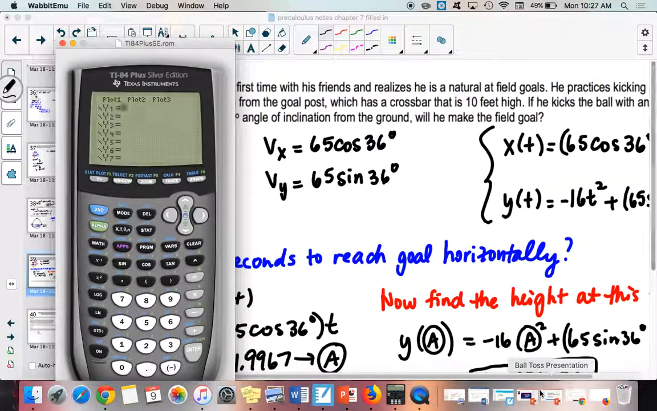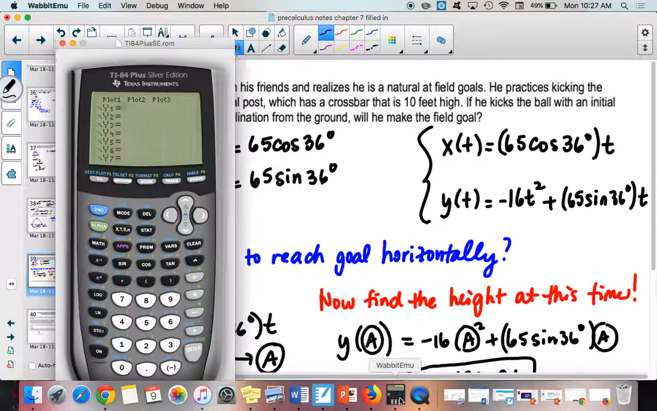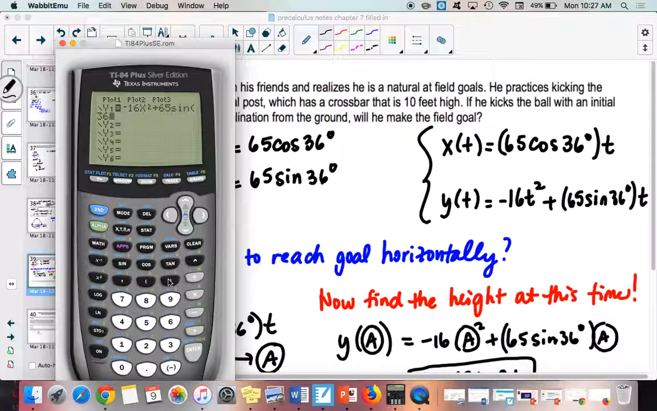And remember how you can plug in. So we could do like negative 16x squared plus 65 sine of 36 times t, or times x, I guess. Let me make sure I'm in degree mode. So you can put that in as like a normal parabola that we've always done. And then hit graph. And it goes off a little bit. Right, so we can't see a lot of this parabola.